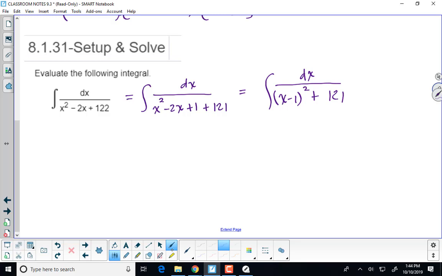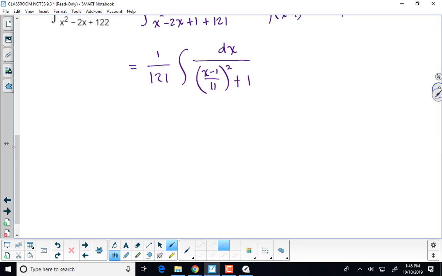So we have that. This is 11? Do we actually need to use trig sub here, or is it just arctan? Exactly. So we're going to factor out the 121, and when we factor out the 121, we're going to have it in arctan form. So arctan form says that the integral of 1/11 arctan of (x minus 1)/11 plus c. So there's our arctan form. So all we have to do is arctan with a little reverse chain rule. So we've written it as dx over u squared plus 1.